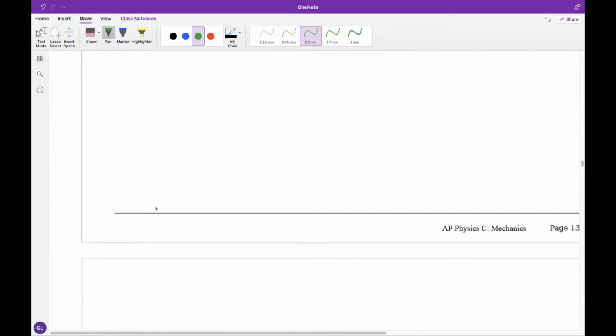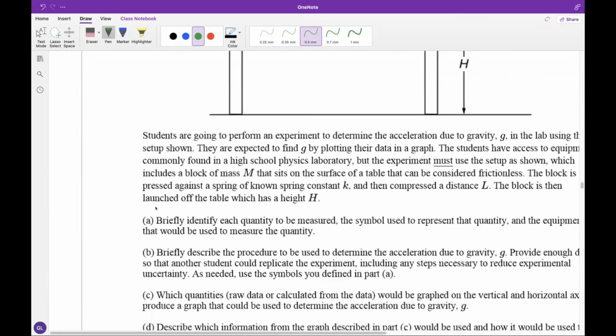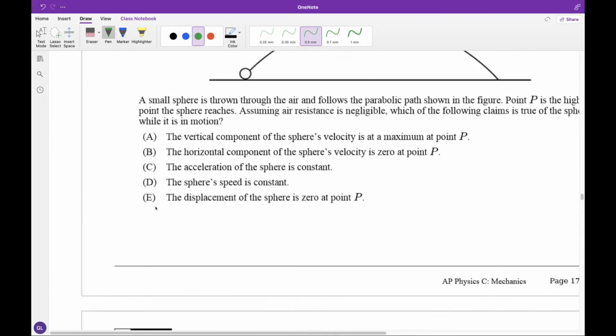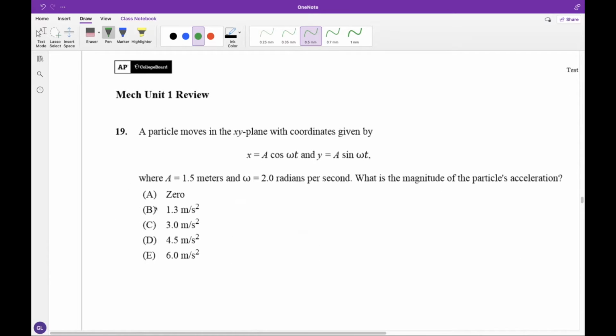Yeah, these look really familiar actually. There's a free response because I never look before I print. So there's a couple questions. 18 and then 19.